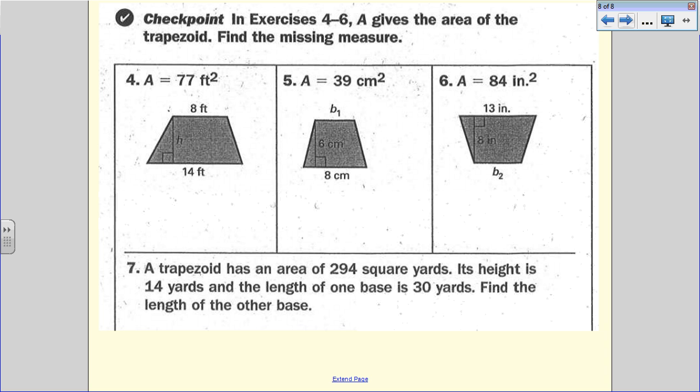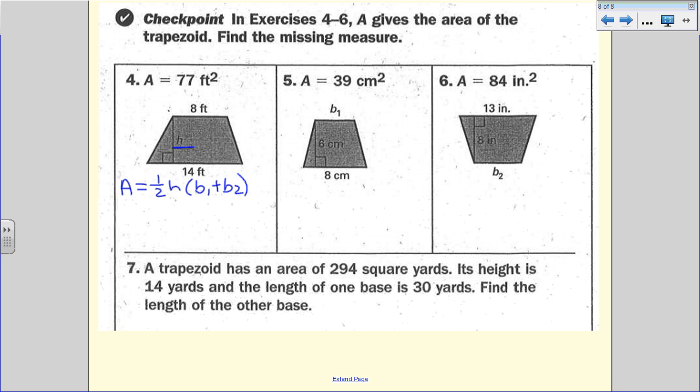So we've got a checkpoint here. Let's take a look. We'll do one together, then I'll leave you guys on your own. We have to find the height. Actually, I might do 2 of them with you. So let's take a look at what it looks like to find the height. I'm still taking my formula: area equals 1/2 times the height times base 1 plus base 2.